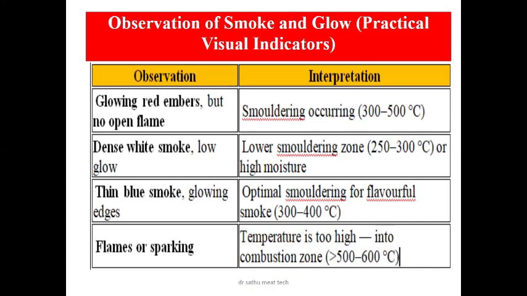This is an optimal smoldering for flavorful smoke. So we get a good quality smoke in this temperature, only 300 to 400, and that smoke will be thin blue smoke. Then flaming is there, sparking is there, so the temperature is too high. So it has got into the combustion zone. So more than 500 or 600 degrees centigrade means it is a flaming zone or the sparking, and the temperature will be very high. So there will not be much smoke formation, and it can lead to the formation of certain polycyclic aromatic hydrocarbons.